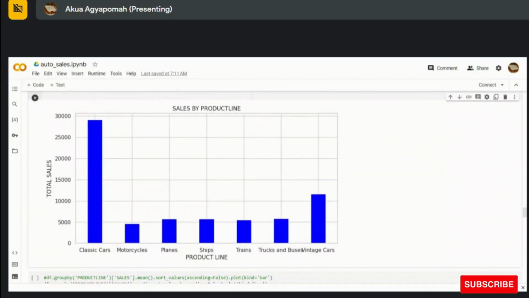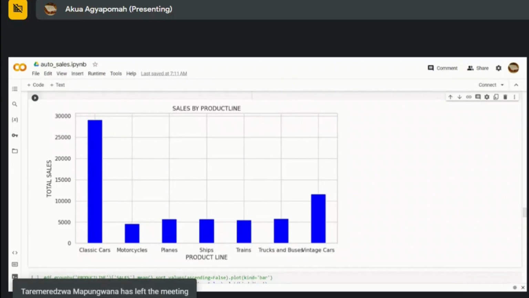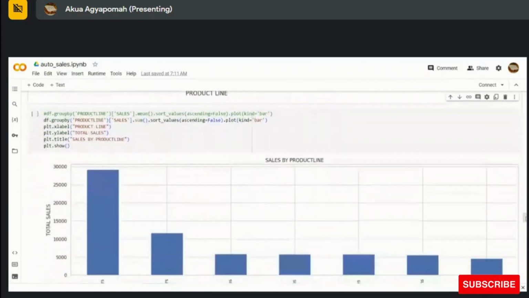So we have the unique product lines: the classic cars, the motorcycles, the planes, the ships, the trains, the trucks, and the vintage cars. I was trying to compare total sales for each of the product lines. And we can see that classic cars had the highest amount of total sales over that period, that's 2019, and the motorcycles had the least. Looks like lots of people are more interested in classic cars than motorcycles. I don't know about the planes though, but that is what the data is. That's what the chart is trying to show us.